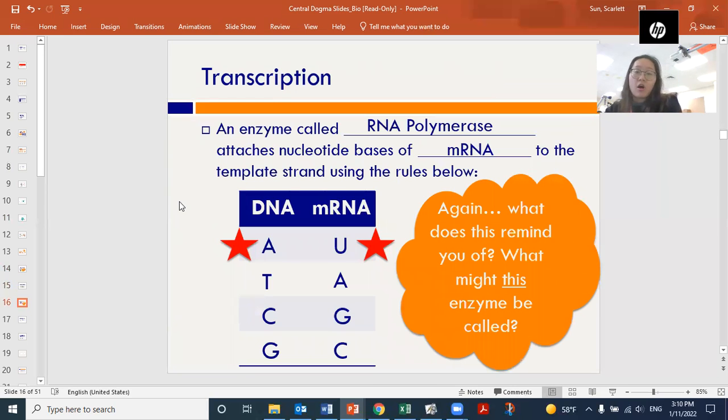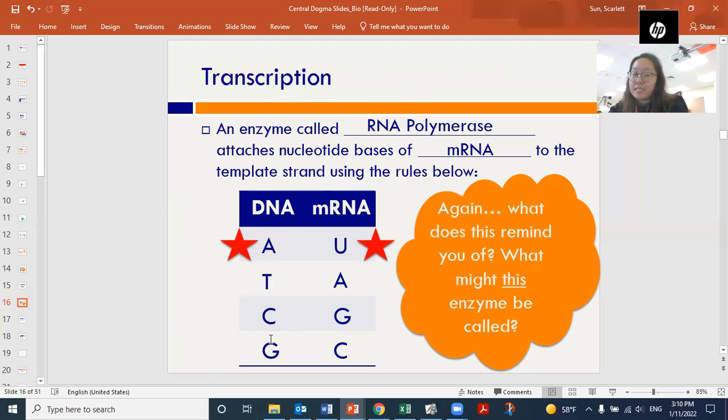So the enzyme called RNA polymerase is the one that actually builds an mRNA. Notice that it said RNA polymerase because it's building RNA. They are specifically named like that, so it's kind of straightforward in science. So it's going to attach nucleotide bases of mRNA to the template strand of the DNA, matching it, except for the fact that mRNA rules are a little bit different from DNA rules, right?